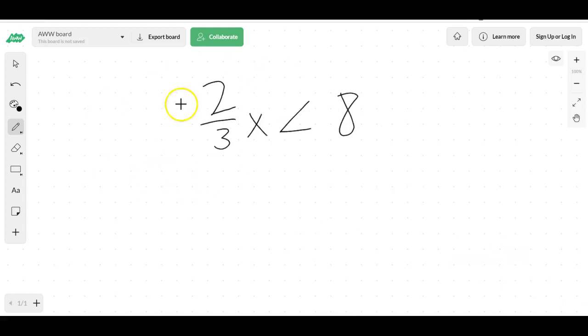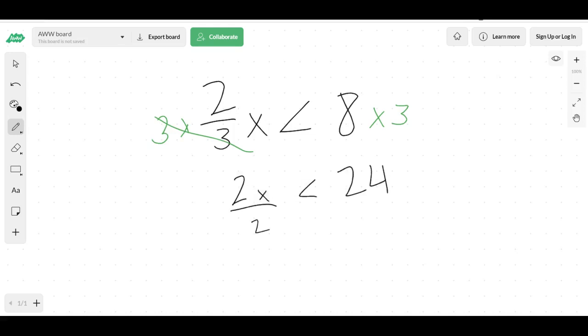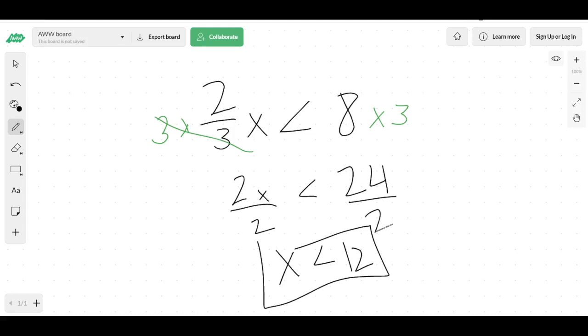Okay, so this one should be very easy to solve because there's really not anything to it. There's just a fraction. And again, the top of the fraction means to multiply. The bottom of the fraction means to divide. So I'm going to undo those operations. First, I'm going to times by 3. I'm going to get 2x is less than 24. And then I'm going to divide by 2. And then I'm going to get x is less than 12. And that would be my answer. Let's try the next one.